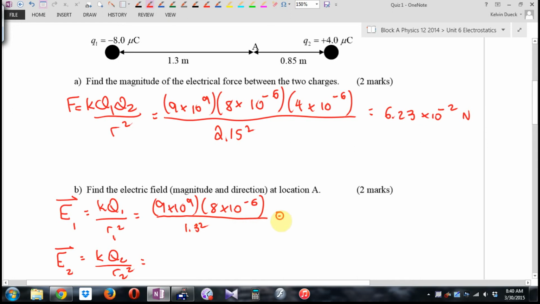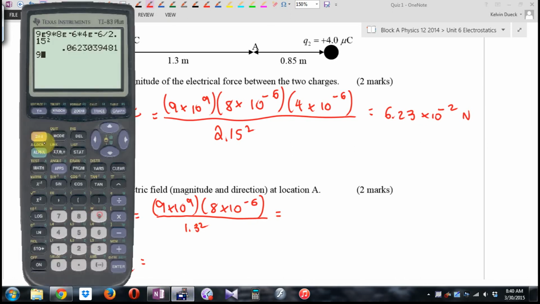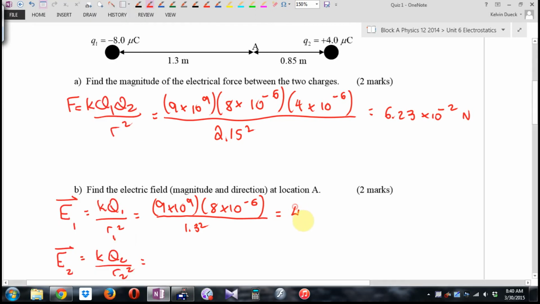1.3 squared. 9 times 10 to the 9th, 8 microcoulombs, 1.3 squared. Do you get 42,600 and so on? 42,604 newtons per coulomb. Direction. Which way would a positive charge right there want to move if it could because of this charge? To the left, it would be attracted to the left.